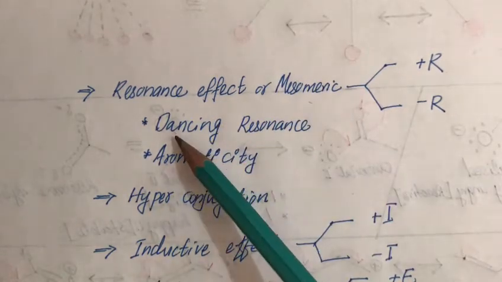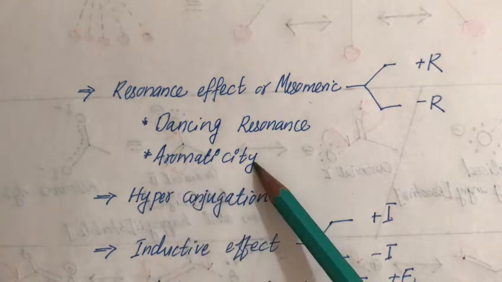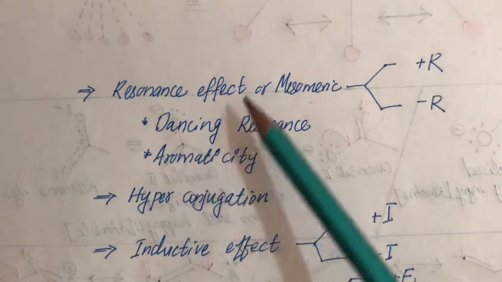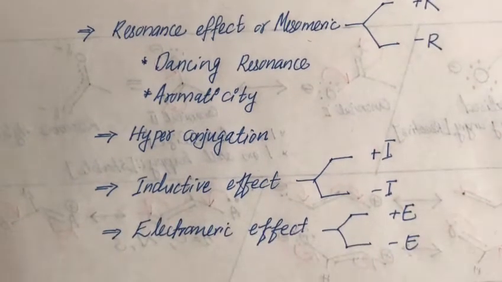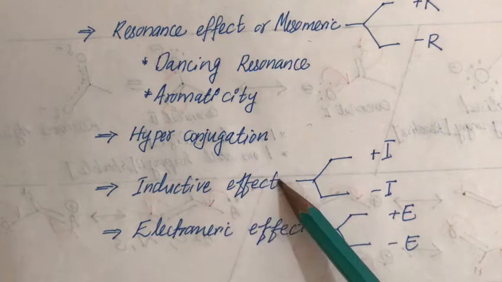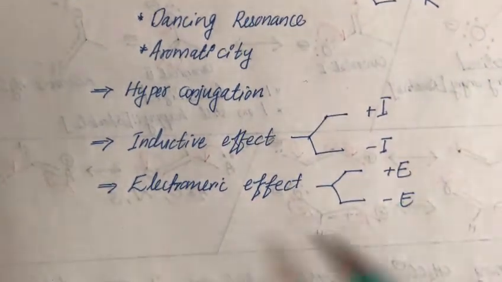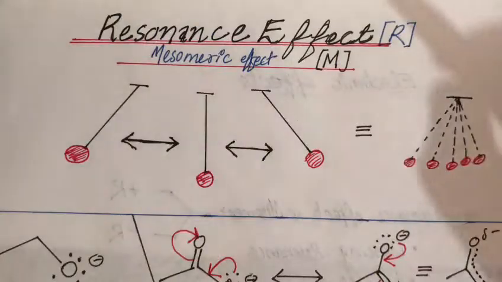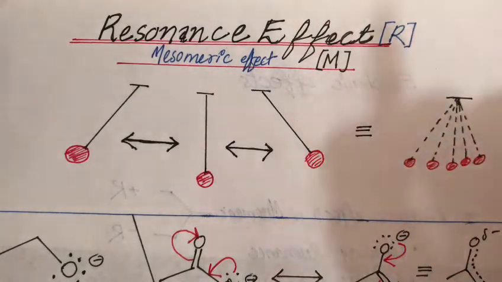Some rare kinds of resonance effect are called dancing resonance effect, and aromaticity also exhibits some kind of resonance effect. That's why I listed it in this category. The next important electronic effect is hyperconjugation, followed by the inductive effect. It can be a plus I effect or a minus I effect. Then the electromeric effect. It can be a plus E effect or a minus E effect. In this video, we mainly discuss the resonance effect or mesomeric effect.